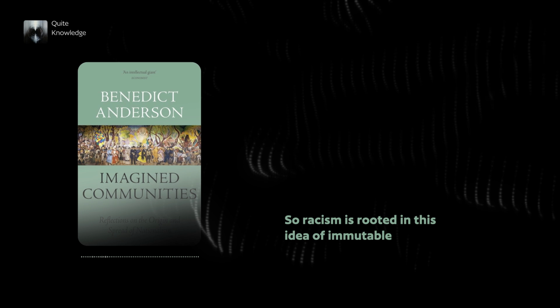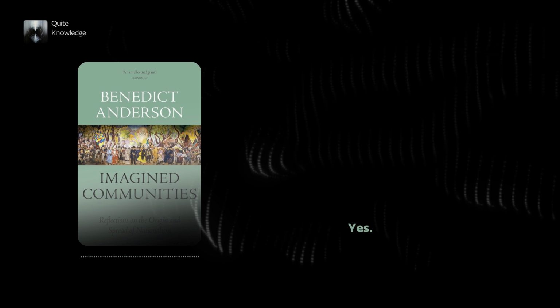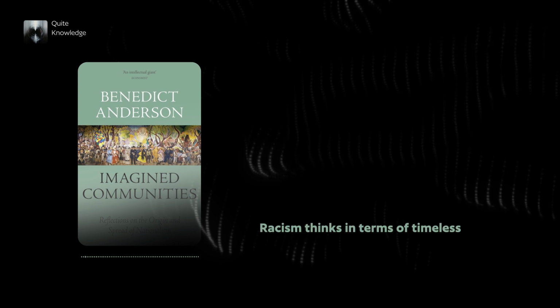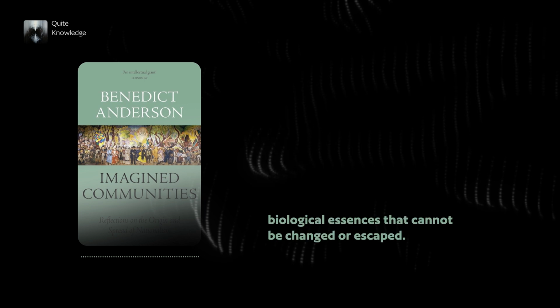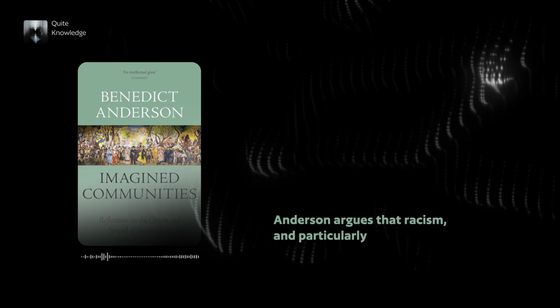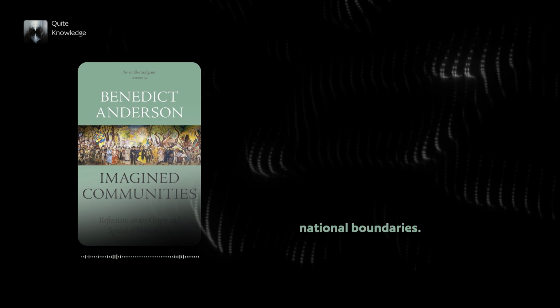So racism is rooted in this idea of immutable biological essentialism, whereas nationalism, however constructed, is more about historical destiny, shared belonging, and cultural identity tied to a territory. Yes. Nationalism thinks in terms of historical destinies, things that unfold and change over time, things that can potentially be achieved or joined. Racism thinks in terms of timeless biological essences that cannot be changed or escaped. And where do they typically manifest? Anderson argues that racism, and particularly modern anti-Semitism, primarily manifest within national boundaries.